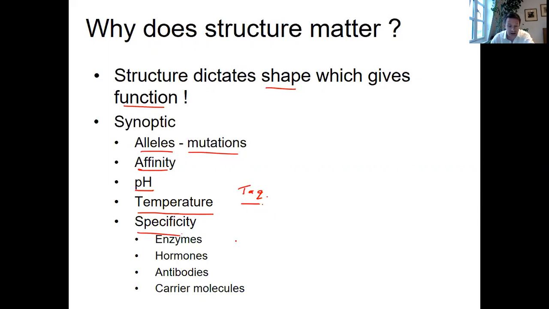Specificity is hugely important in terms of enzymes, because we've got active site and substrate. Hormones, where they join with the receptor molecule. Antibodies, where they join with the antigen. And carrier molecules, where they carry a specific thing across the plasma membrane. And remember, the specificity comes from the shape, and the shape, which is the tertiary structure, comes from the primary structure.